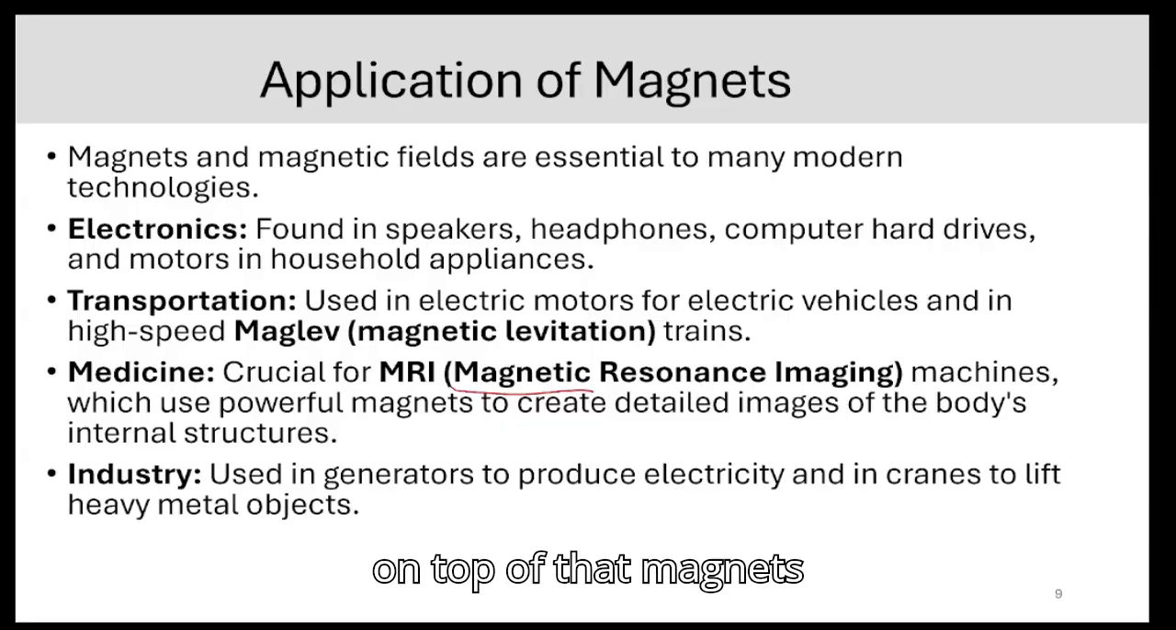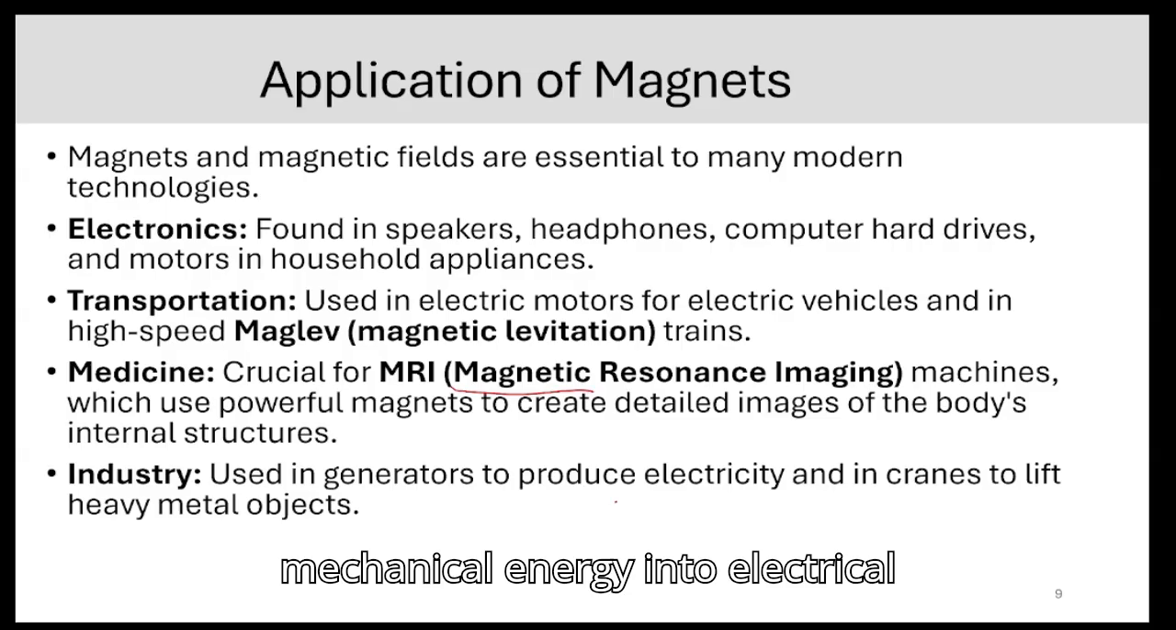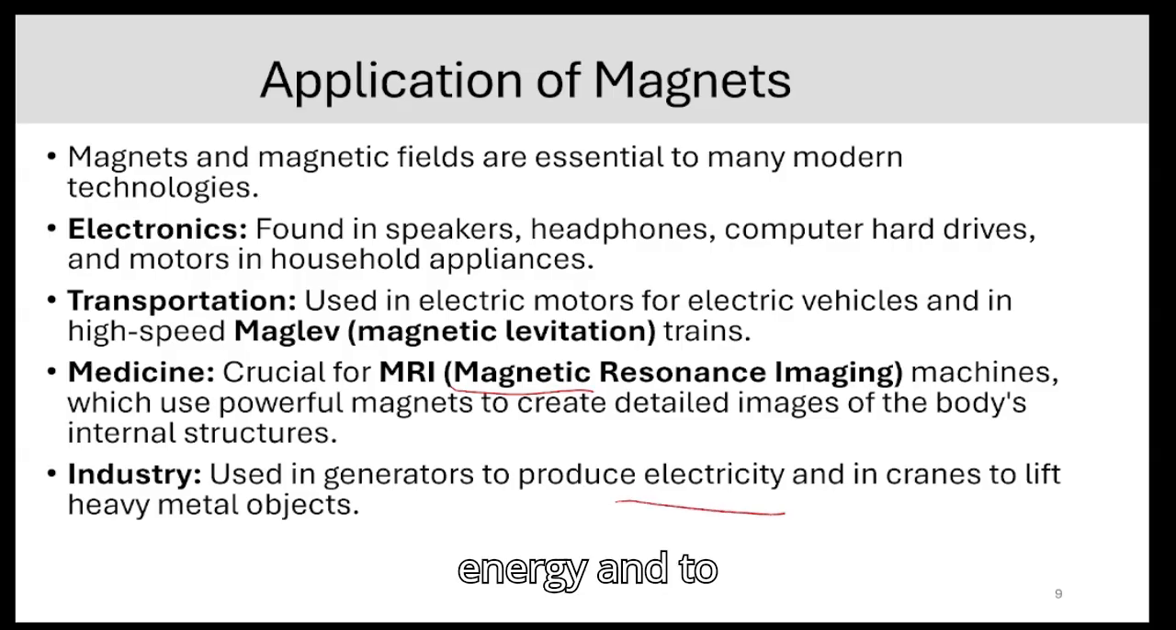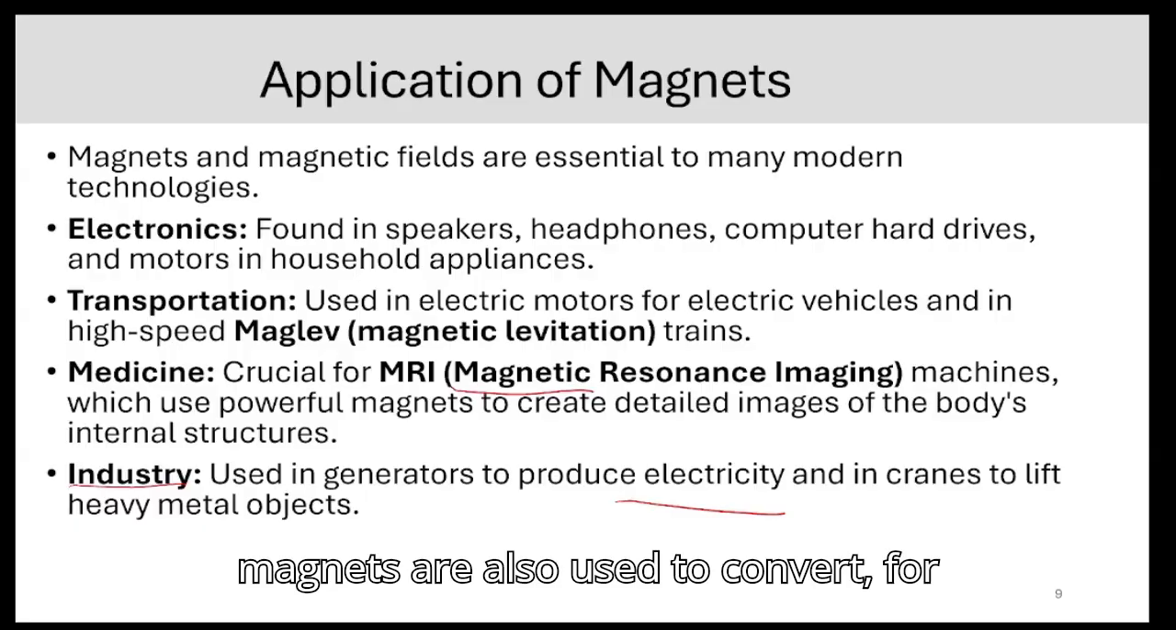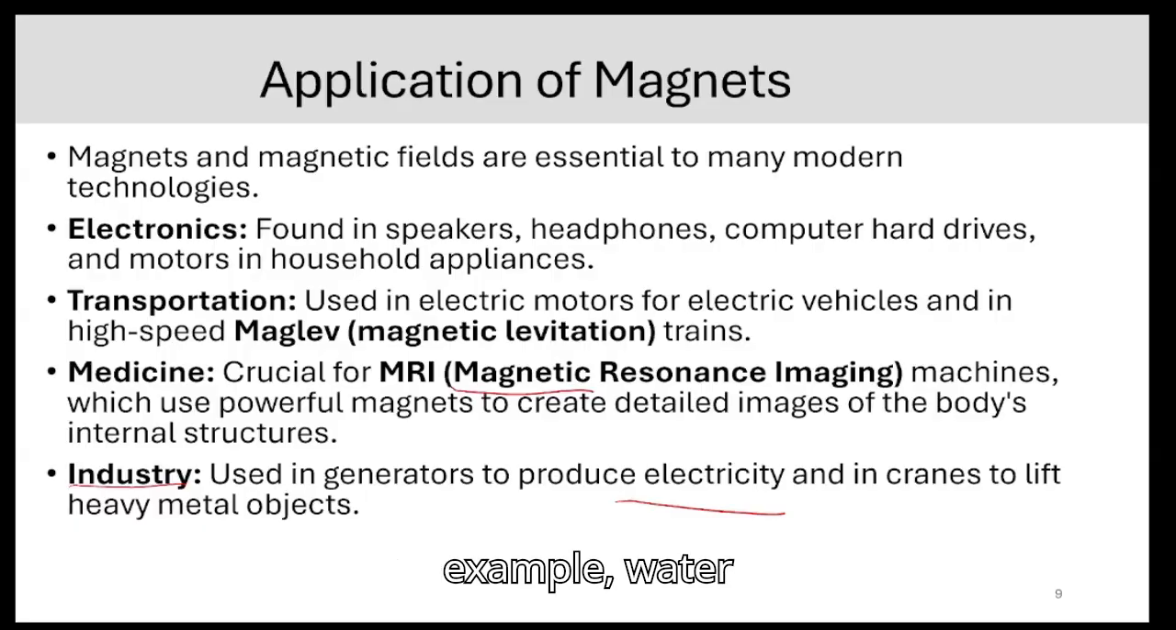And on top of that, magnets are used in massive generators to convert mechanical energy into electrical energy, and to operate industrial equipment. Similarly, magnets are also used to convert, for example, water current into hydroelectricity.